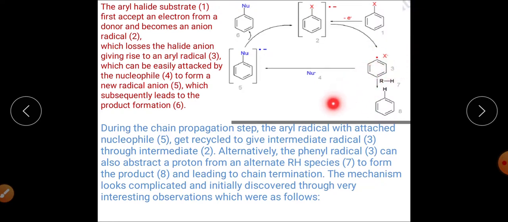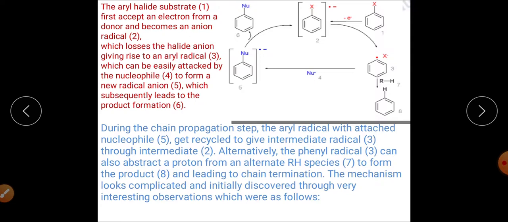And this radical now reacts with the nucleophile, this is your nucleophile, and will get converted into 5, that is again the radical anion, and this 5 reacts with this particular substrate and again regenerates this one, that is radical anion, and this is your product that has been eliminated during the course of reaction. So this is the overall mechanism that we can represent, that single electron transfer mechanism is here.